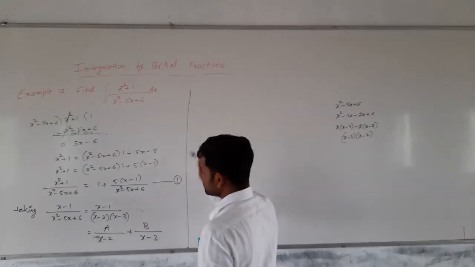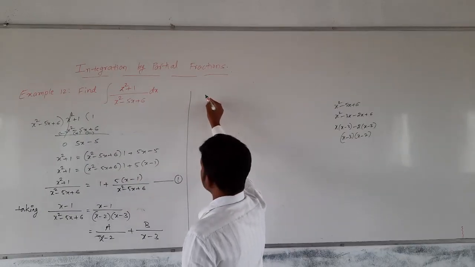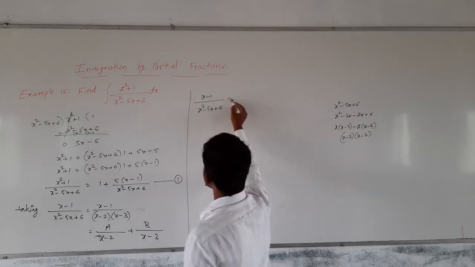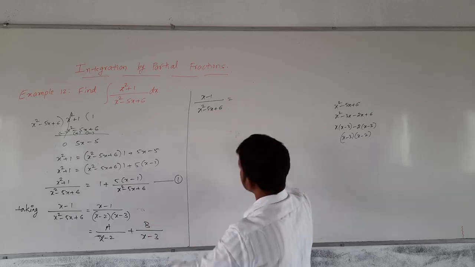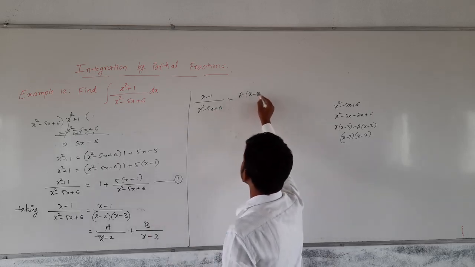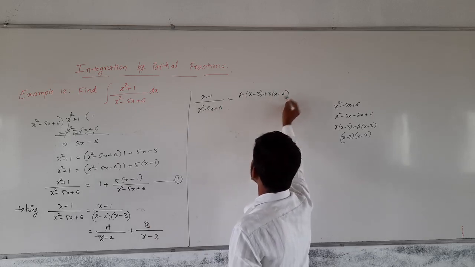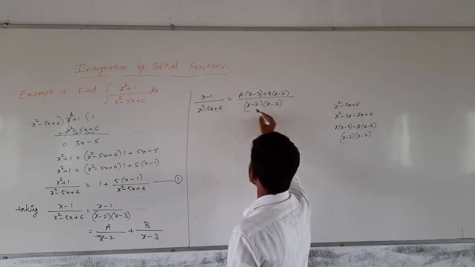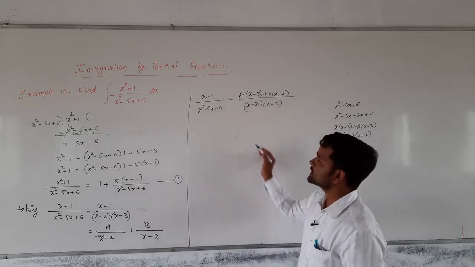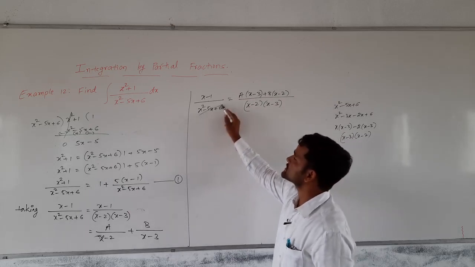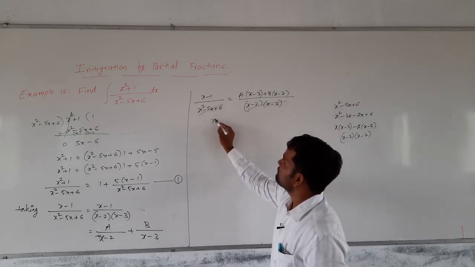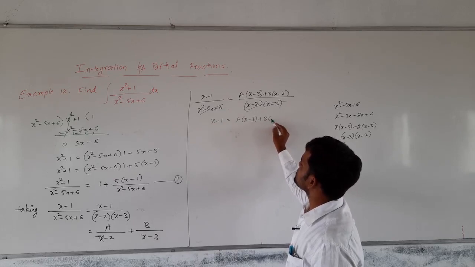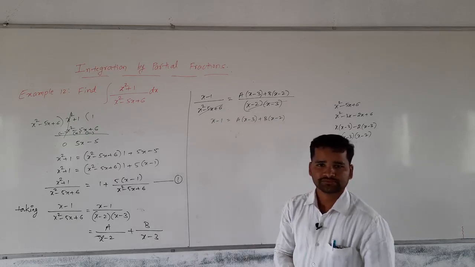Okay. With this I can write x minus 1 by x square minus 5x plus 6 equal to, cross multiplying, a into x minus 3 plus b into x minus 2 divided by x minus 2 into x minus 3. This x minus 2 into x minus 3 is nothing but x square minus 5x plus 6. These two will cancel out. We are left with x minus 1 is equal to a into x minus 3 plus b into x minus 2.